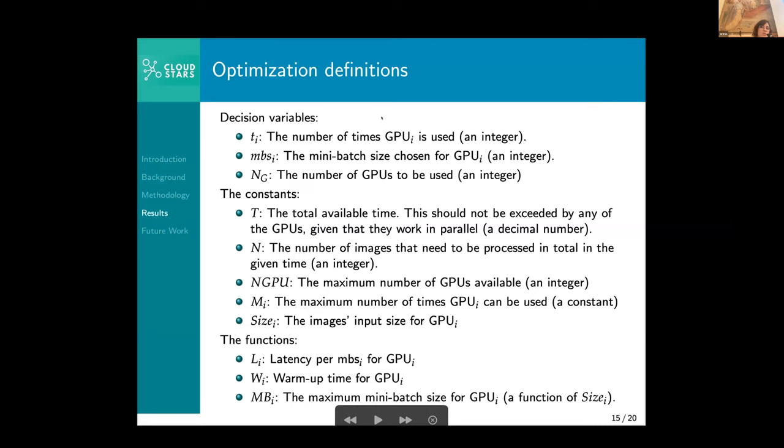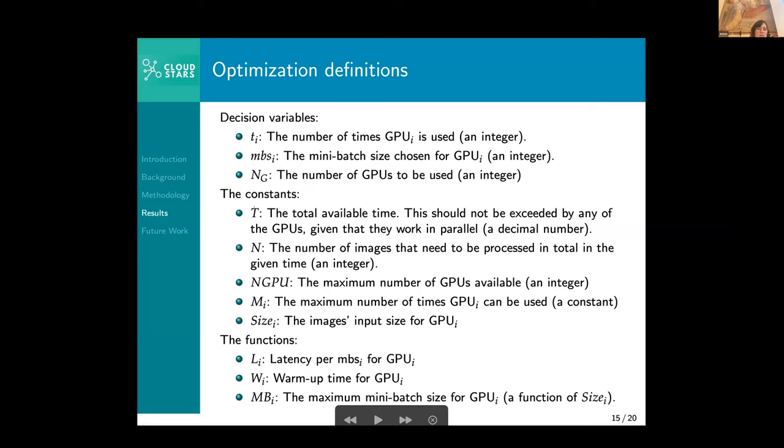So for the definitions that we need for the problem, we have as decision variables the number of times that a GPU is used, because for the optimization, we are going to imagine that we have several GPUs available, so each of them is GPU Y, right? So we have the number of times that this is used, its minibatch size, and the number of GPUs to be used. That's a decision.